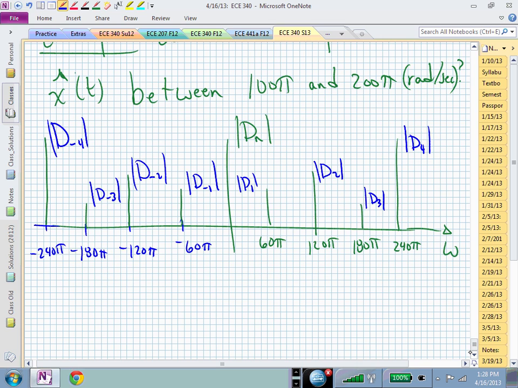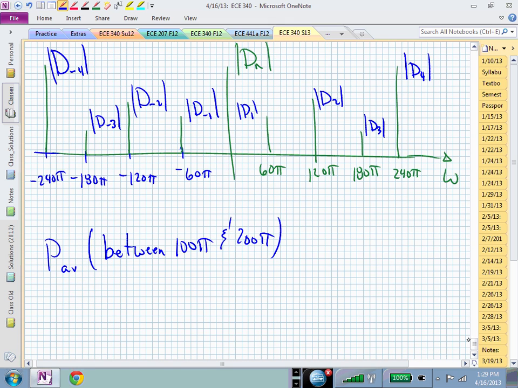Now, if I wanted to find the answer to this question, which is the average value between 100 pi and 200 pi, what would we write down? Or do we know how to solve that? What's the first thing we probably want to start doing?